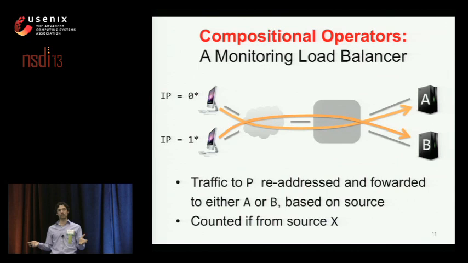We've got a monitoring load balancer. So traffic that's going to some destination IP address, we'll call it P, needs to be balanced between servers, or split between servers A and B. All other traffic needs to be routed as normal, and we want to track traffic from some IP address of interest. So it turns out we can write this in three simple, independent, reusable modules in the following way.